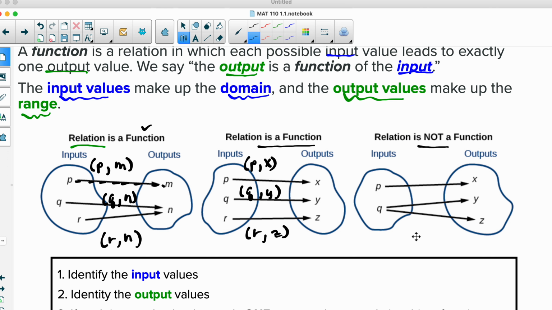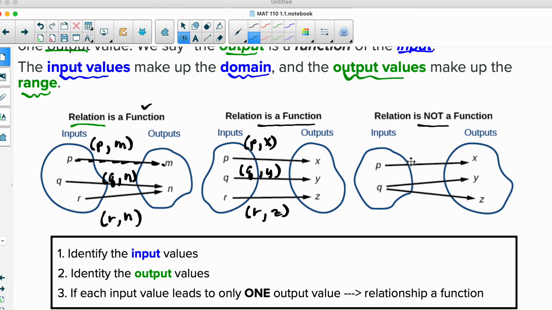And then here's an example of a relationship that is not a function. So in this first case, when I input P, I output X. Here, when I input Q, I output Y, but that's this thread here. But also if I input Q, I output Z. So now I have a single input Q. Sometimes I get a Y, sometimes I get a Z. So that tells me this is not a function.